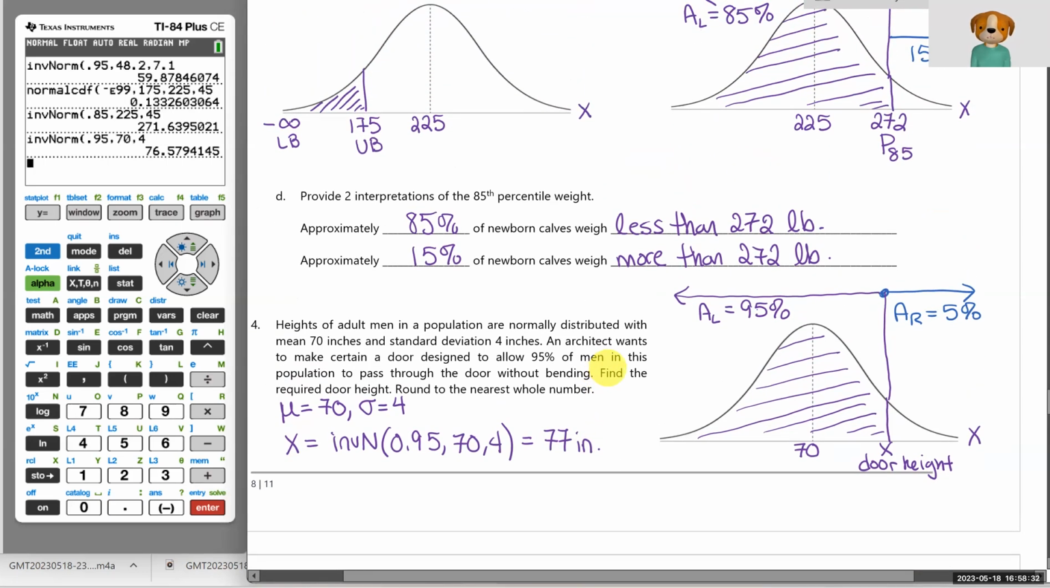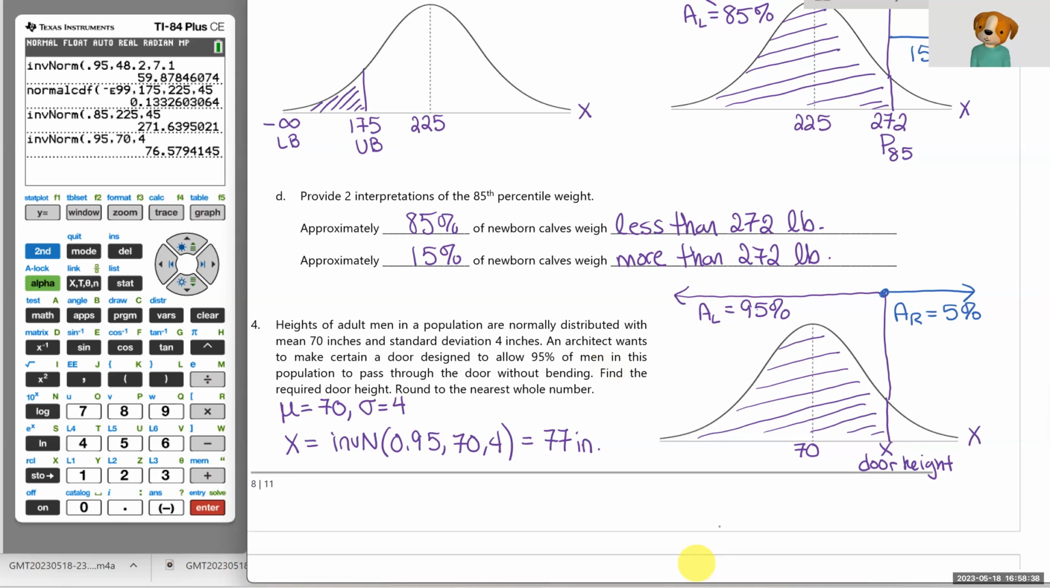All right, and then you have some examples of using normal CDF and inverse norm on normally distributed variables.